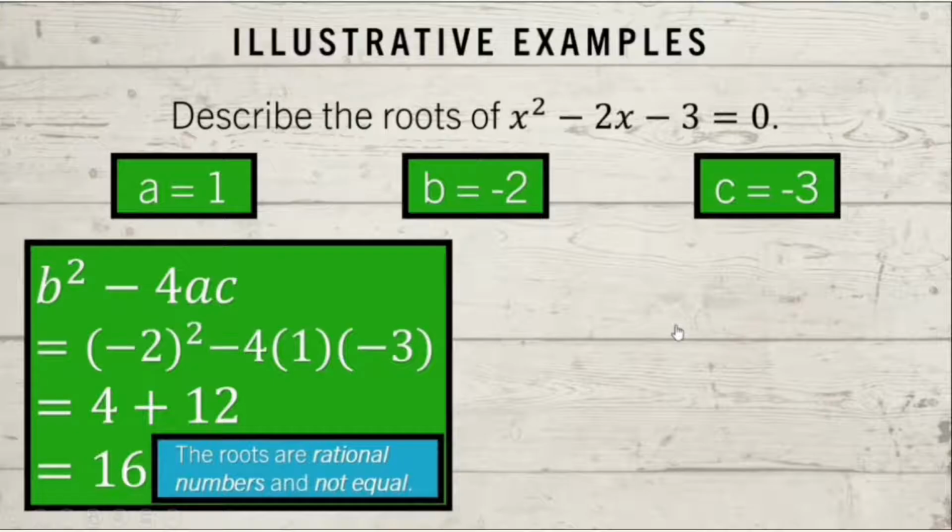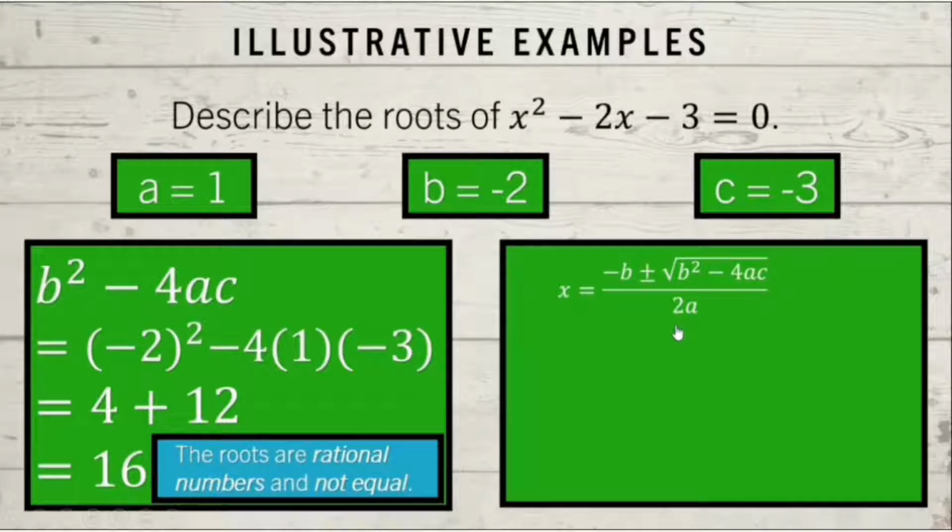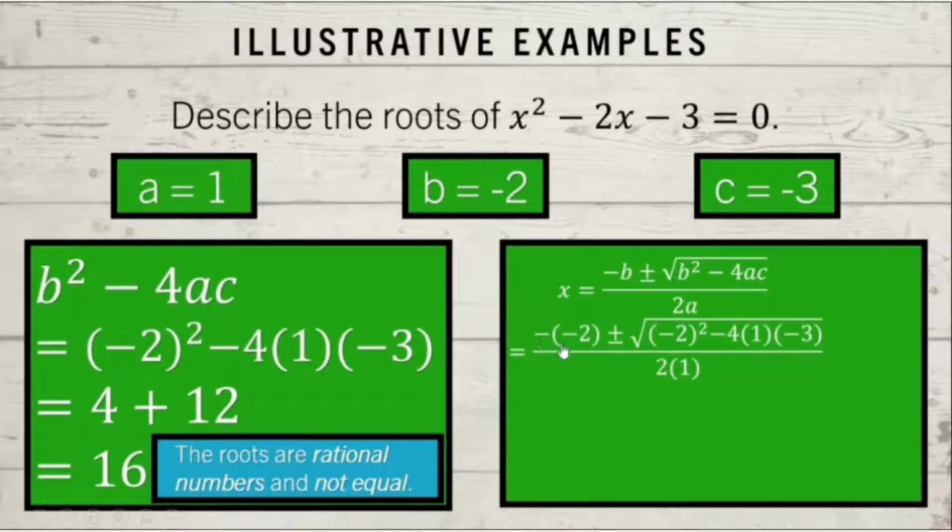By using the quadratic formula, let's substitute the given values of a, b, and c into it. We will have negative multiplied by negative 2 plus or minus the square root of negative 2 squared minus 4 multiplied by 1 multiplied by negative 3 over 2 multiplied by 1.